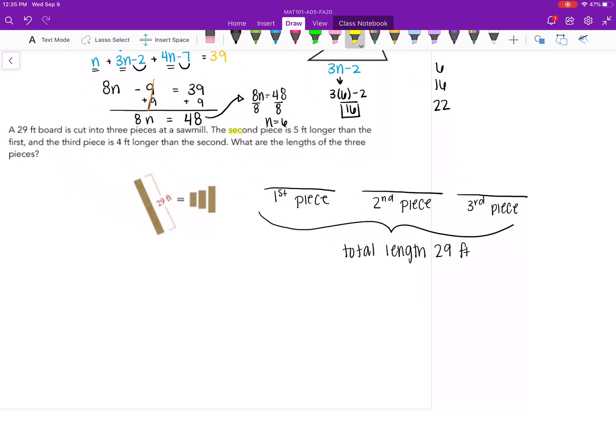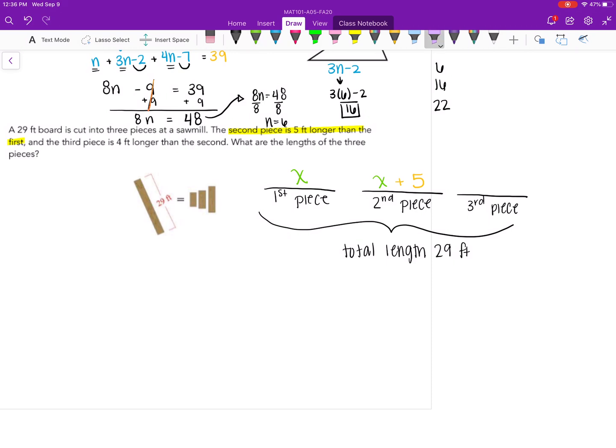So the second piece is 5 foot longer than the first. Okay, so the second piece is 5 foot longer, which is going to mean plus 5, than the first piece. Well, if I call the first piece X, the second piece is 5 foot longer than that, so I can call that X plus 5.